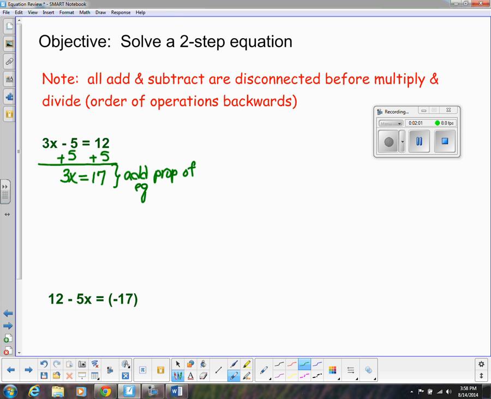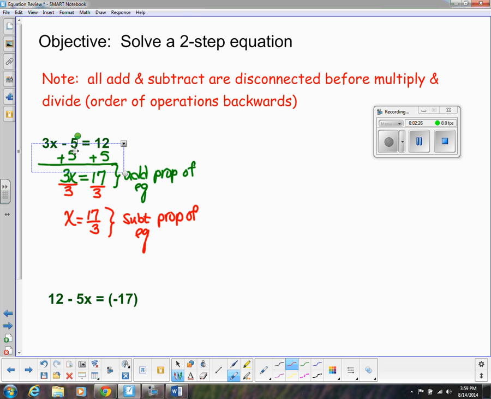All right, so now we ask ourselves, is the x by itself? No. X is attached to 3, and it's attached to 3 with multiply. So in order to disconnect multiply, we're going to have to divide. So we're going to get x is equal to 17 thirds. What did we just do? We did the division property of equality.